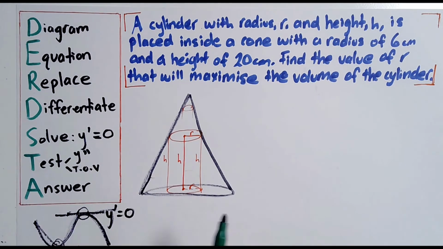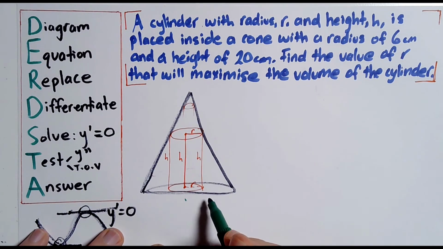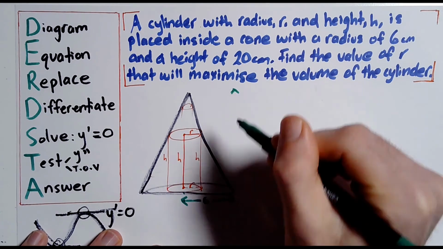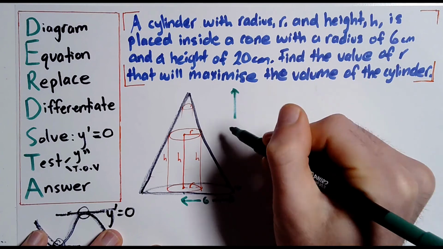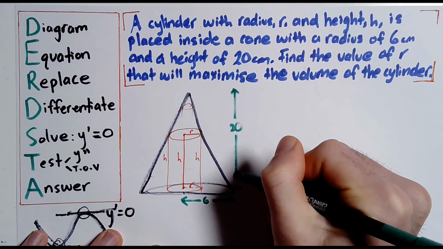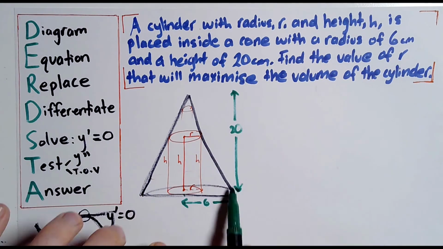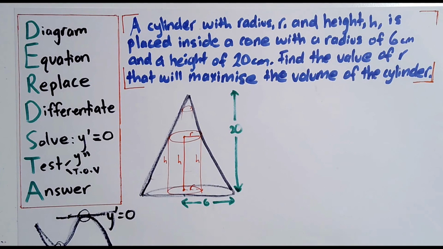So the cone itself has a radius of 6, so that's to that center. And it has a height of 20. Okay, so there's the cone's dimensions, there's the cylinder's dimensions. We'll see what else we can do with that diagram in a moment.